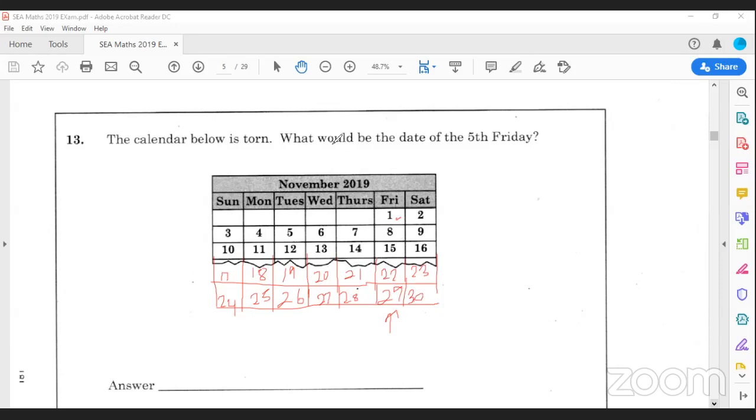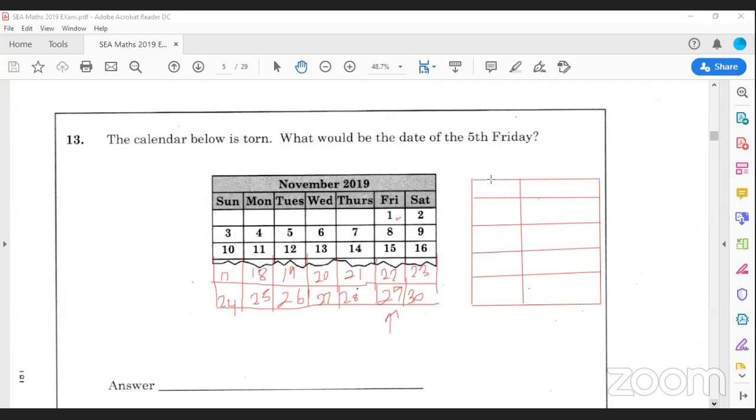There's also another way we can look at this. We can look at the pattern. So what I'm going to do, I'm going to draw a table. In this table, I'm going to demonstrate the pattern that is present here. 1st Friday, 2nd Friday, 3rd Friday, 4th Friday, and 5th Friday.